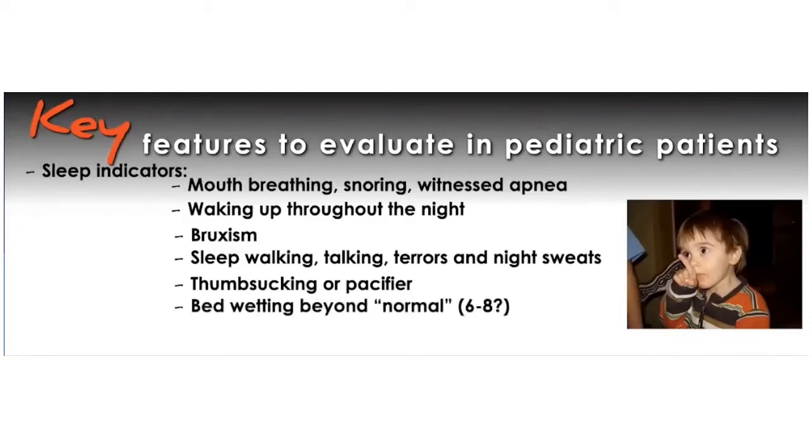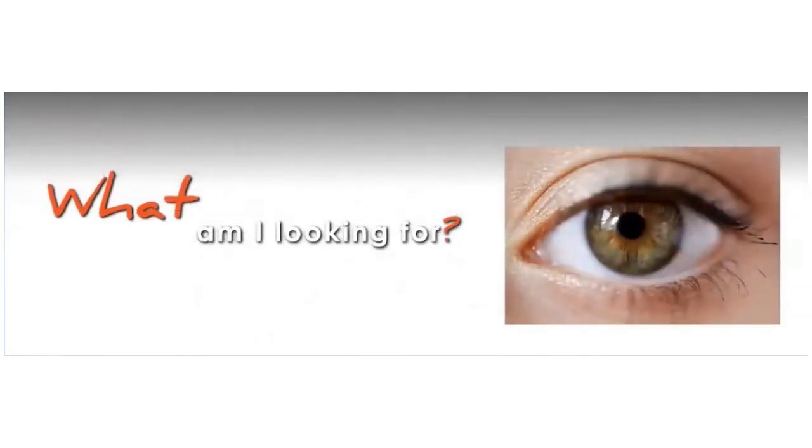Bedwetting beyond what we would consider normal, and normal is still up for debate, but let's call it 6 to 8 years old, somewhere in that range, would be abnormal. And then, as I already mentioned, restless sleep will be a confounding factor as well. They're not getting the benefit of being asleep at all. All right, so that's what you're listening for when you start asking questions to a parent.